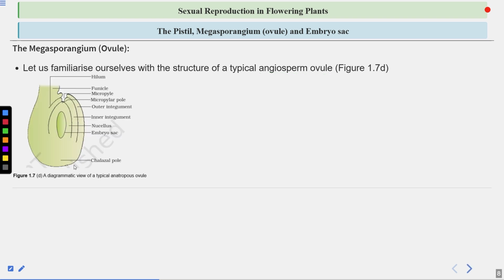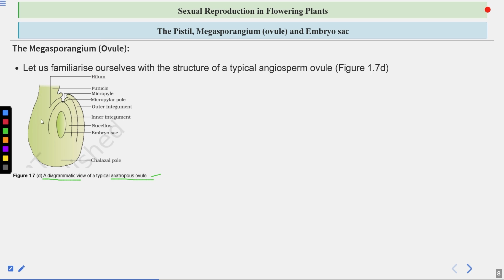Now here you can see the structure of ovule. This is a diagrammatic view of a typical anatropous ovule. This is the commonest type of ovule in the angiosperm flowering plant. Flowering plants have different types of ovules, but anatropous is one of the common types. So let us familiarize ourselves with the structure of a typical angiosperm ovule.